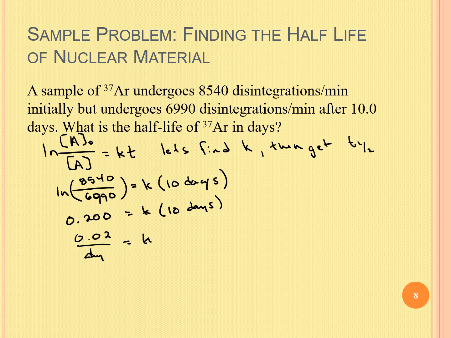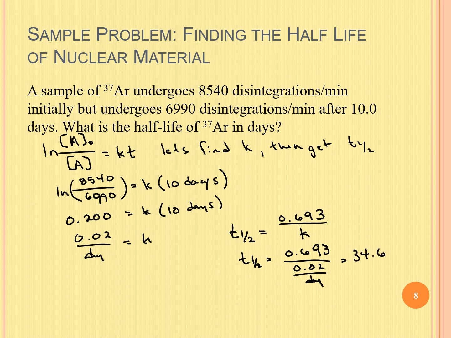Then we can finally say the half-life is equal to 0.693 divided by k. Our half-life is 0.693 divided by 0.02 per day, which is 34.6 days.